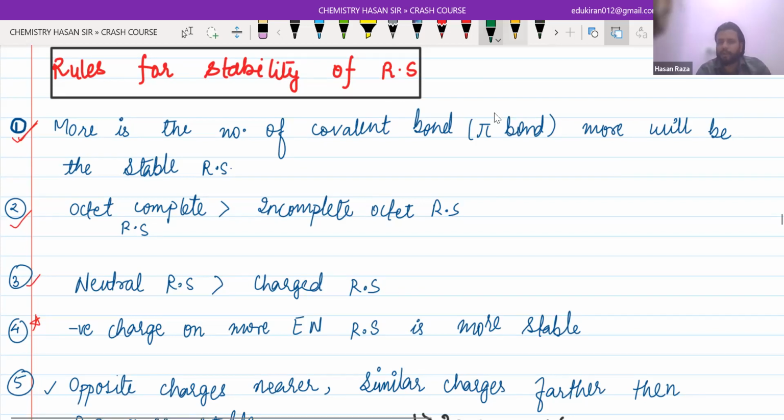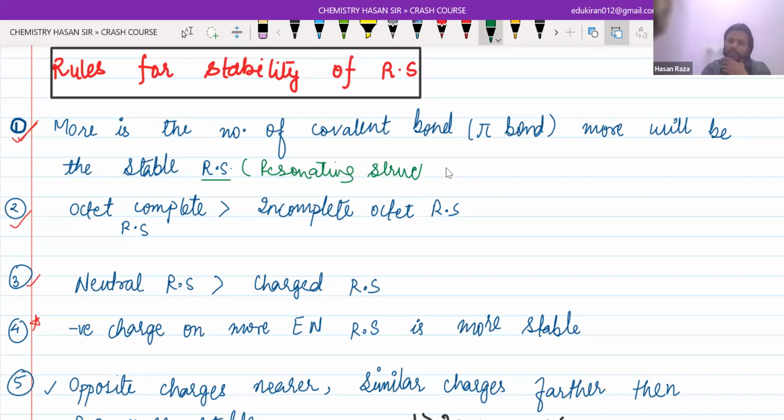The first rule says that the resonating structure which has more pi bonds is more stable. RS stands for resonating structure. You don't think anything else. If you see that they are resonating structures of each other, the one which has more pi bonds is more stable. Now, if it fails, then check the octet.